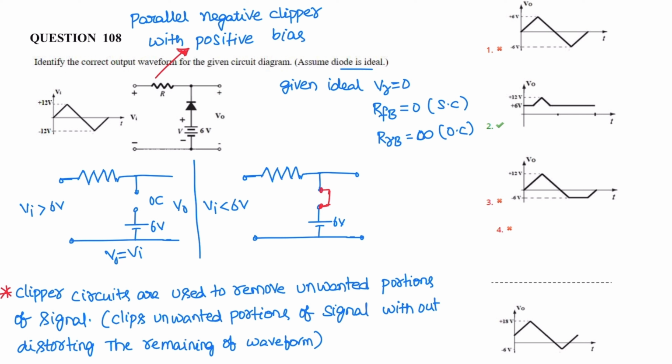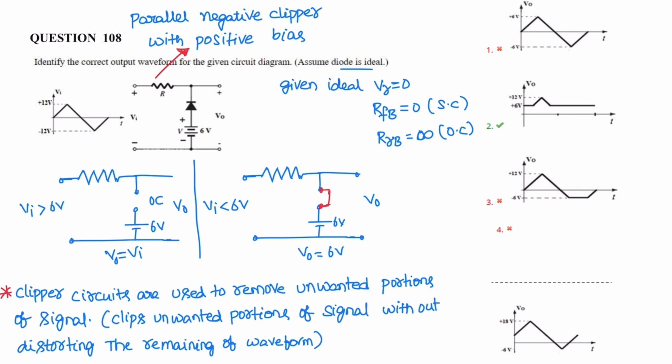In the next case, when the input is less than 6 volts, the diode is forward biased. Diode is forward biased means for an ideal diode, the resistance offered by the diode in forward bias is 0 ohm, that is short circuit. Hence output voltage V naught is equal to 6 volts constant.